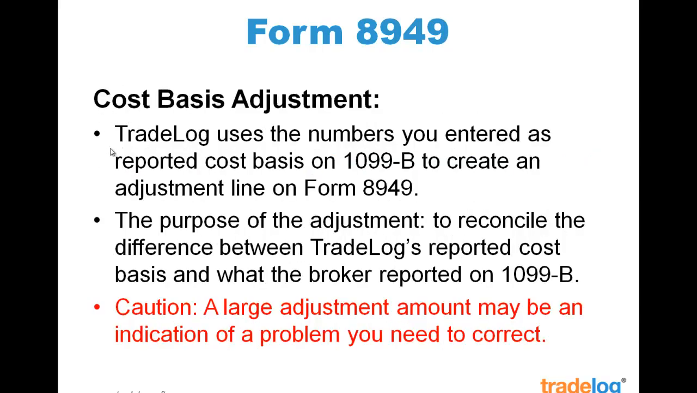Now for cost basis adjustment, what TradeLog is going to use is the number that you entered earlier for cost basis that's reported on the 1099. TradeLog is going to use that to create an adjustment line. The purpose of the adjustment line is to reconcile the difference between what TradeLog is reporting for cost basis and what your broker reported on the 1099B. Now, a word of caution, a large adjustment could be an indication that there's something you need to correct. So don't just take it at face value.